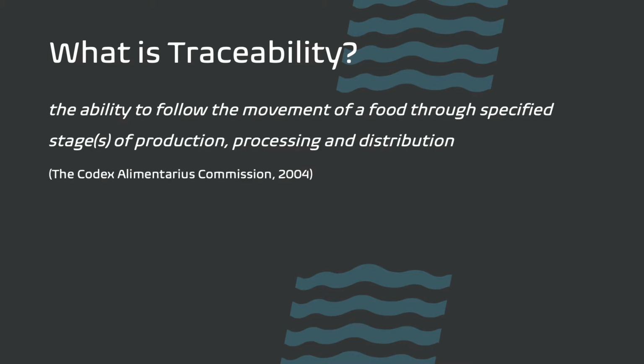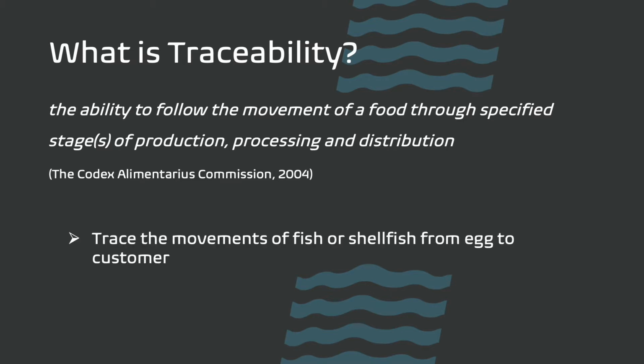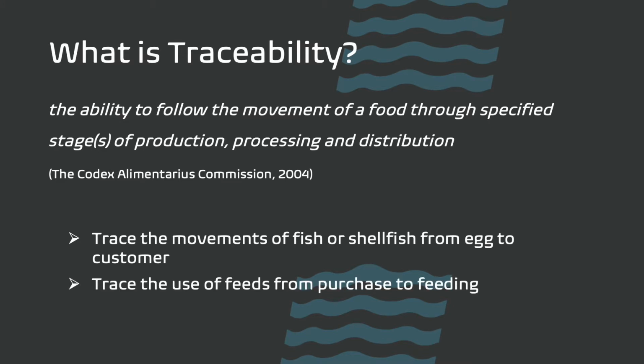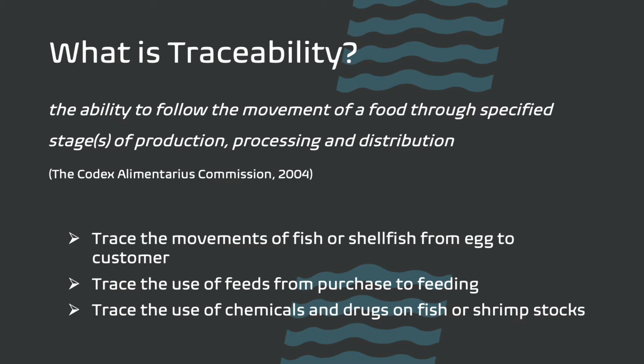In the seafood industry, traceability is the ability to follow the movement of a food through specified stages of production, processing, and distribution. This means that fish and shrimp farmers must be able to trace the movements of fish or shellfish from egg to customer, trace the use of feeds from purchase to feeding, and trace the use of chemicals and drugs used.